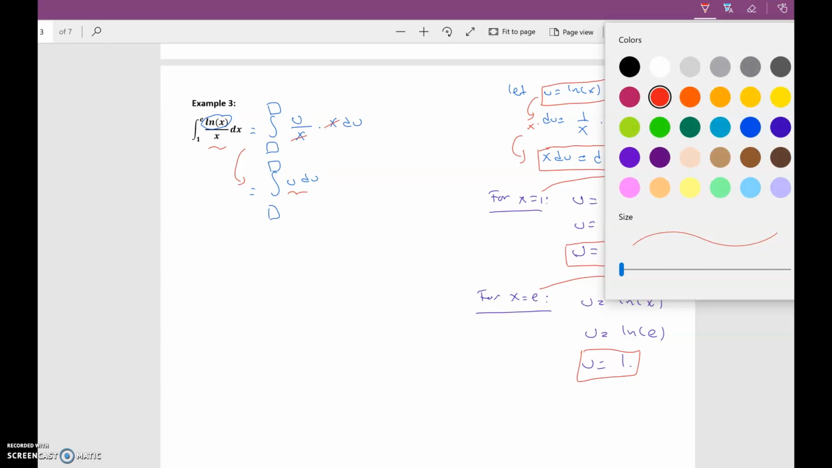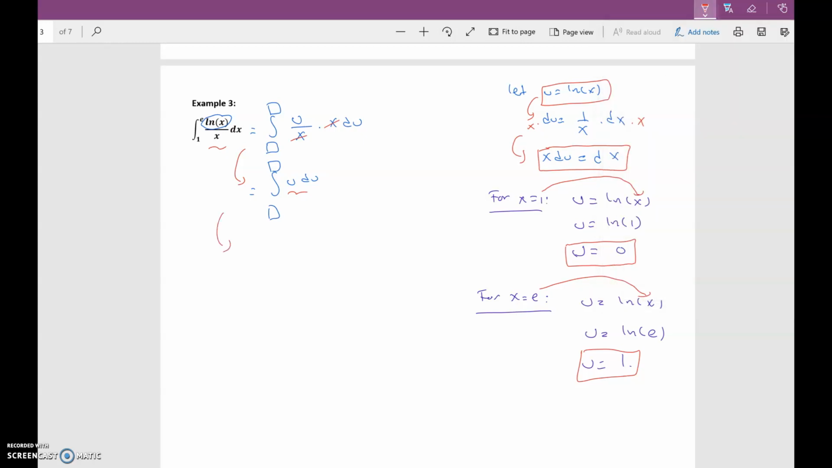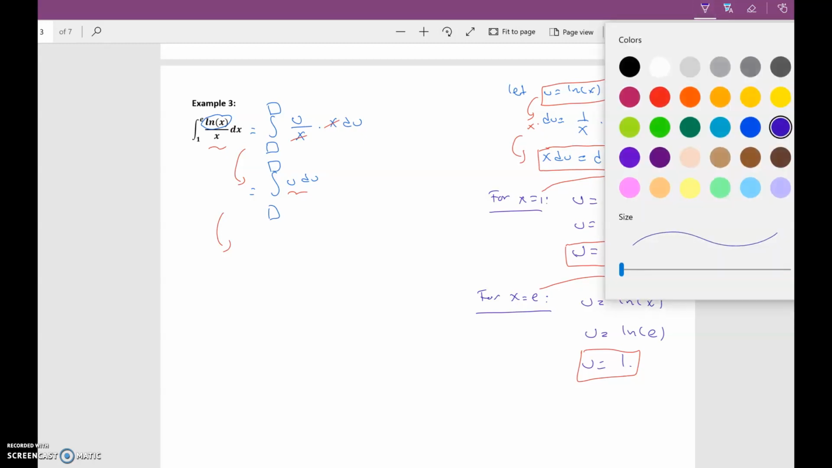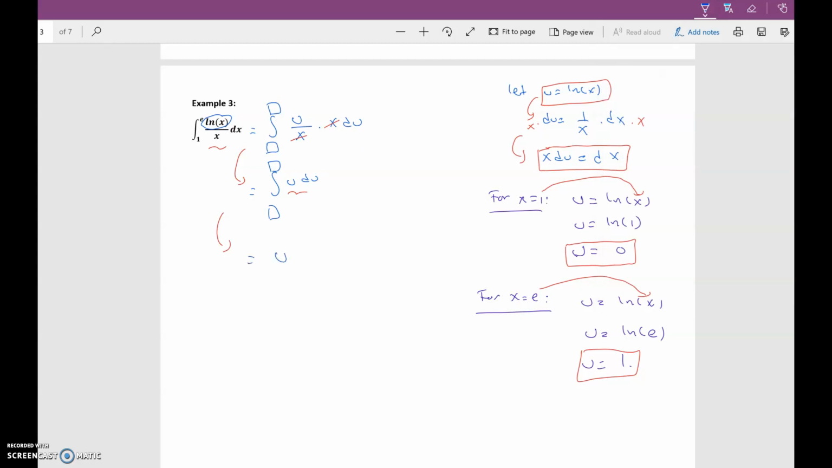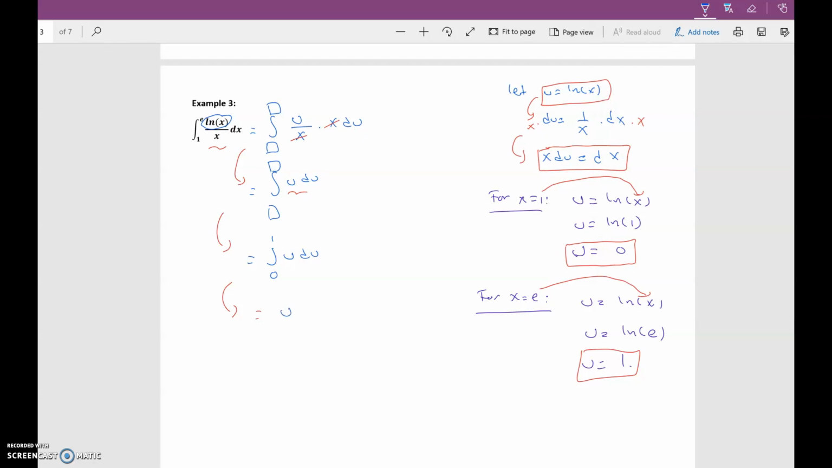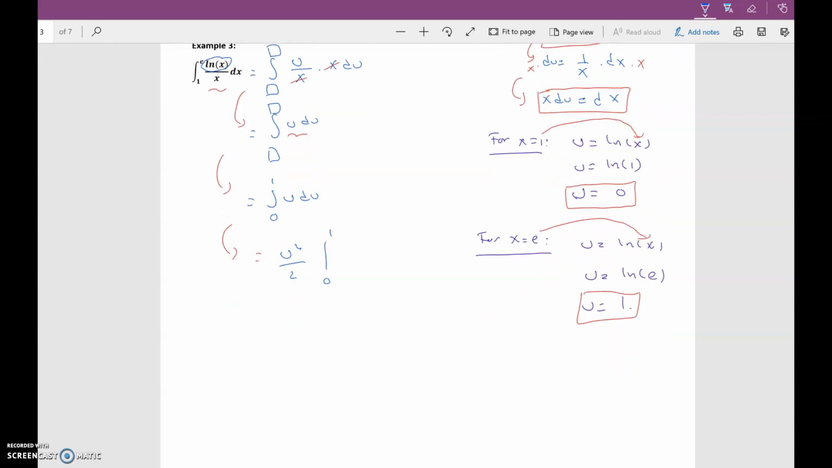So the actual integral, as we're rewriting it in terms of u, is going to be equal to the following. This is equal to the integral of, for x equal to 1, that's now 0. For x equal to e, you're looking at 1, of u du. So when we evaluate this integral, we're looking at u to the 2 divided by 2, evaluated at 0 and 1 for your limits of integration.